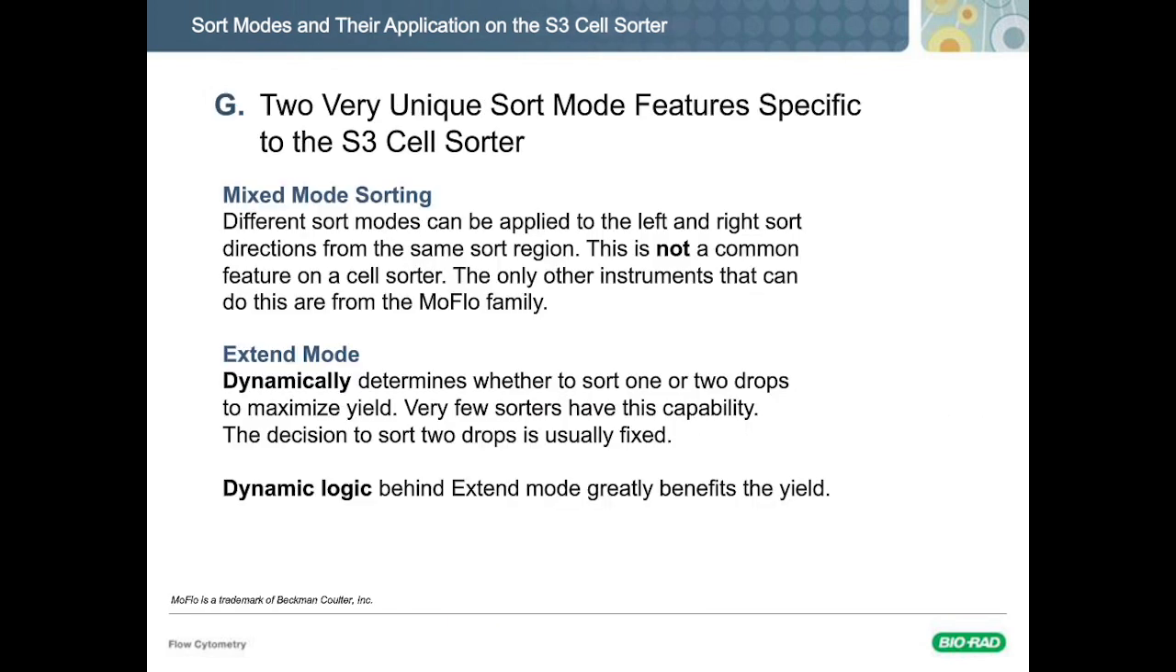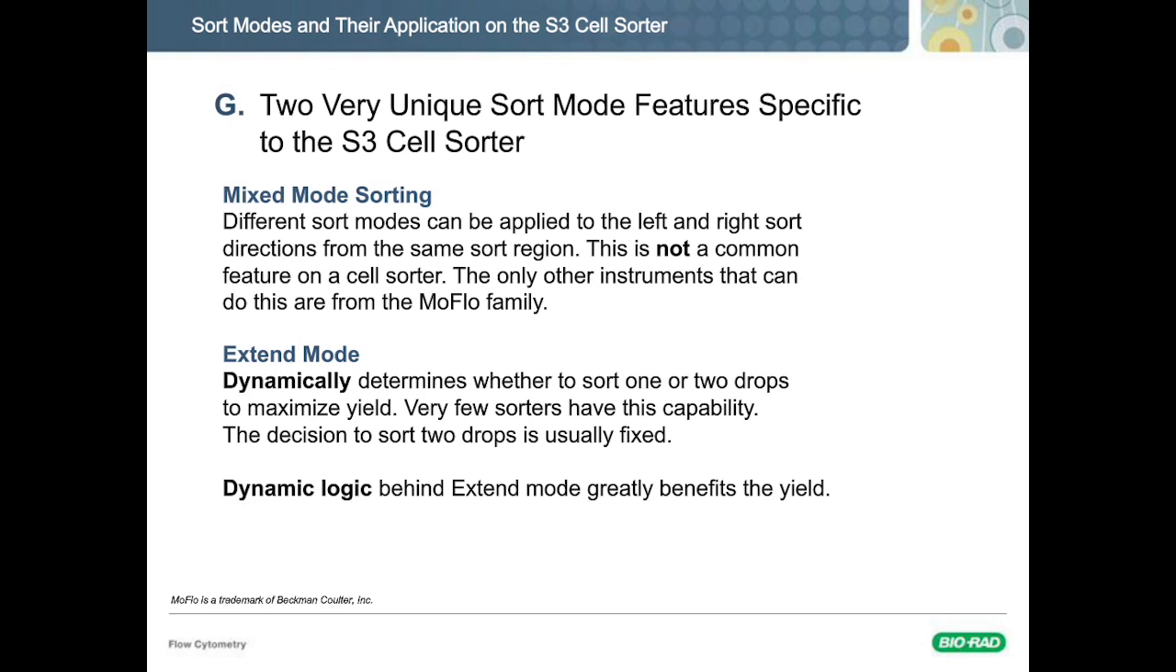In the extend mode, talking about the dynamic logic behind that, that's pretty unique. Some of the other systems, you can set it to sort 2 or you can set it to sort 1, but by being able to let the instrument make the decision about what is best for your sort, it really helps keep that flexibility. It makes sure that you get the cells that you want without jeopardizing your yield and the efficiency as reported by the instrument.